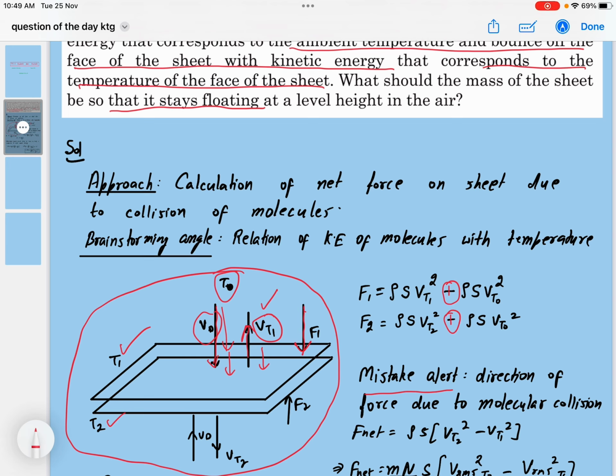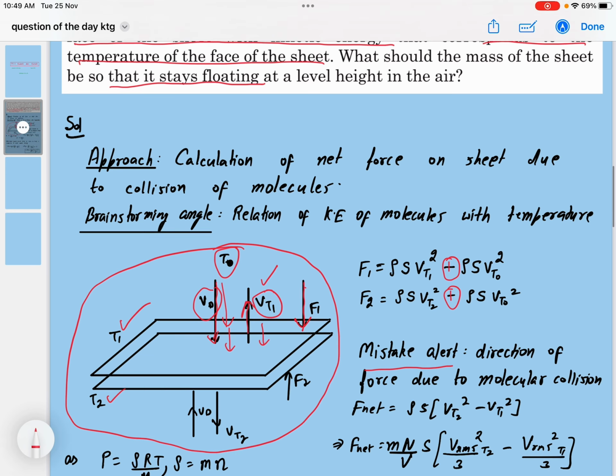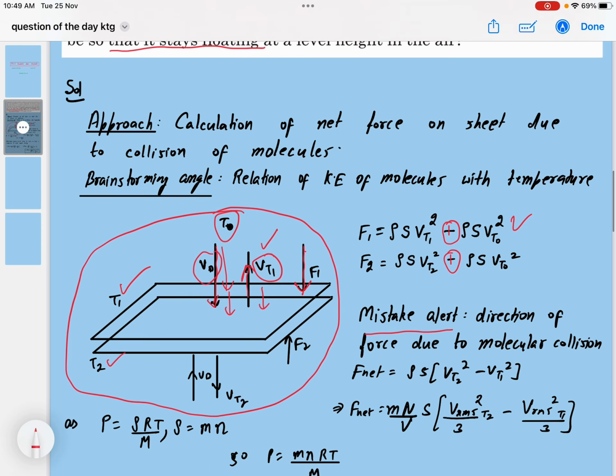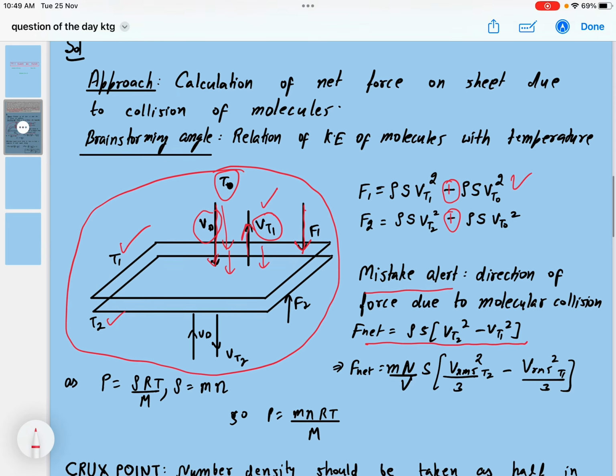Here it should be a positive sign first of all. So rho S Vt1 square plus rho S Vt0 square is the force on the upper surface. Force from the lower surface will be rho S Vt2 square plus rho S Vt0 square. So we can write the net force like this. That is the net force exerted on the plate.